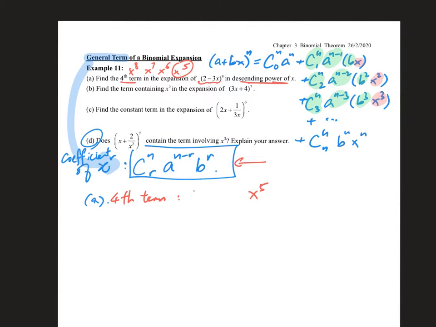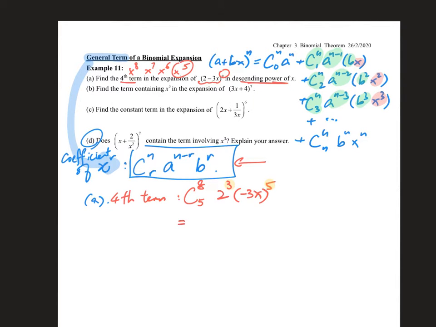According to the general term, that means it should be nCr, where n is your power 8, and r is 5. Because you want x to the power 5, you should have minus 3x to the power 5 over there. When you have power 5, the power of the other term should be 8 minus 5, which means it's 3. So it's 3 here, and the number should be 2. That's why you can quickly find the fourth term in the question instead of expanding the whole expression.